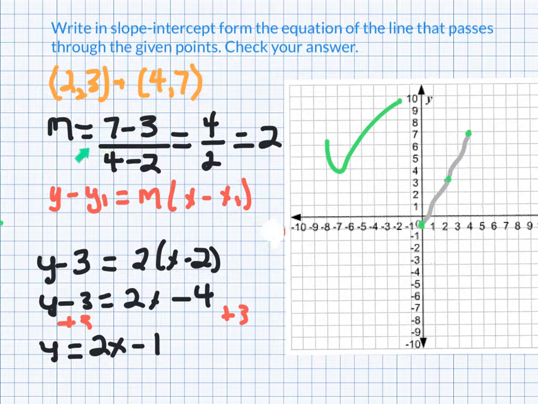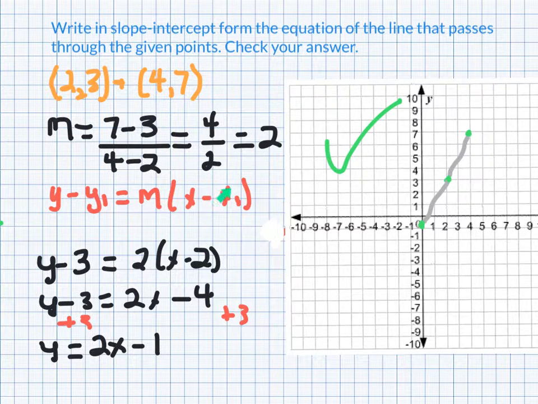We figure out our slope using m equals y2 minus y1 over x2 minus x1. So that is 7 minus 3 over 4 minus 2. There's the 7, there's the 3, over 4 and 2. That equals 4/2, which comes out to be 2. So now we know our slope is 2.